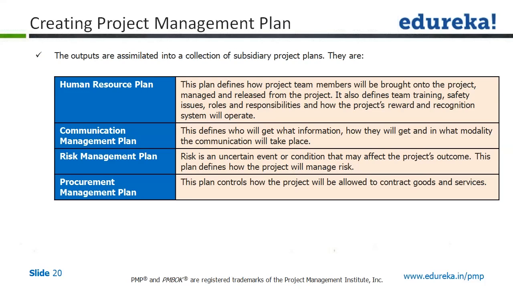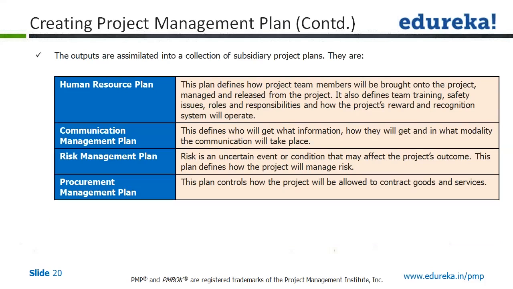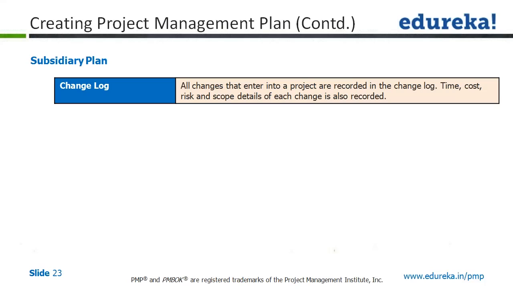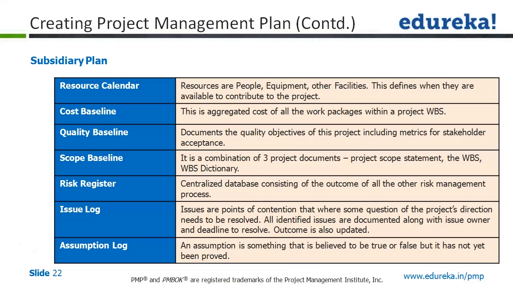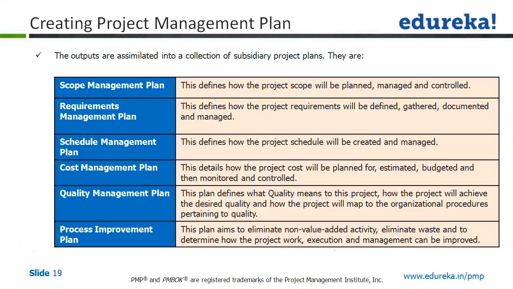Then similarly, the quality management plan, the process improvement plan, human resource plan, the communication management plan, risk management plan, procurement management plan, change management plan, configuration management plan, staffing management plan, risk response plan, milestone list, resource calendar, cost baseline, quality baseline, scope baseline, risk register, various logs, change logs. Let me explain these terms one by one now. Let me start with the scope management plan.